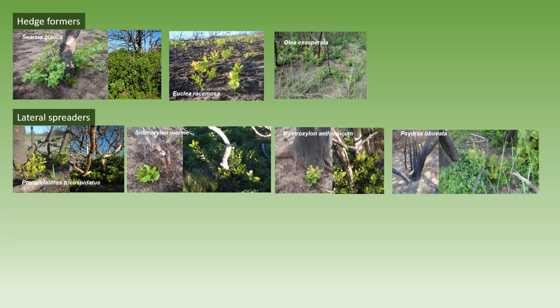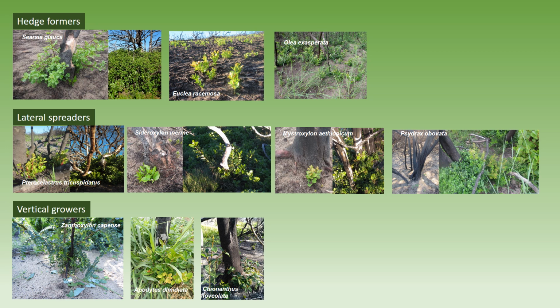Lateral spreaders also, as I said, will sprout. There's quite a lot of variation. For example, Pterocelastrus and Sideroxylon are quite vigorous lateral spreaders, whereas Mystroxylon and Cassine are much less vigorous. Just something I failed to point out, that where there are two slides next to each other for a single species, the first one shows sprouting after about a month, and the second one shows sprouting after about 18 months.